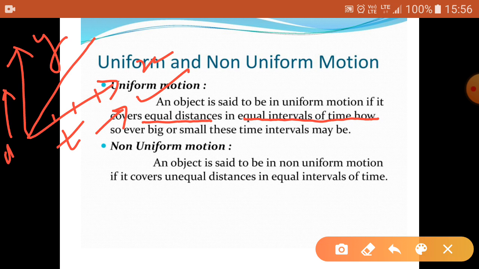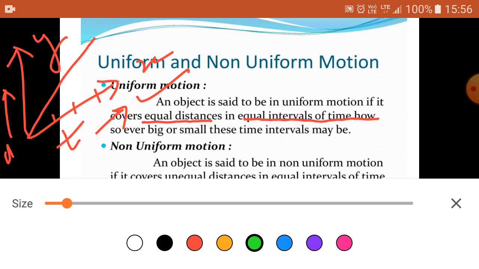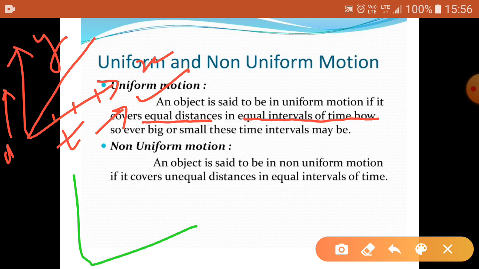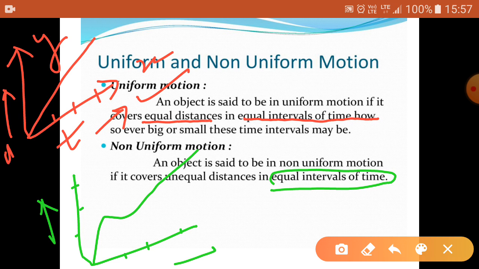On the other hand, a non-uniform motion is where an object is said to be in non-uniform motion if it covers unequal distance in equal interval of time. Time will be equal, but the distance covered will be unequal here in case of non-uniform motion. So time will be equal always, and it will be kept on x-axis, and on y-axis while plotting the graph we will keep the distance.